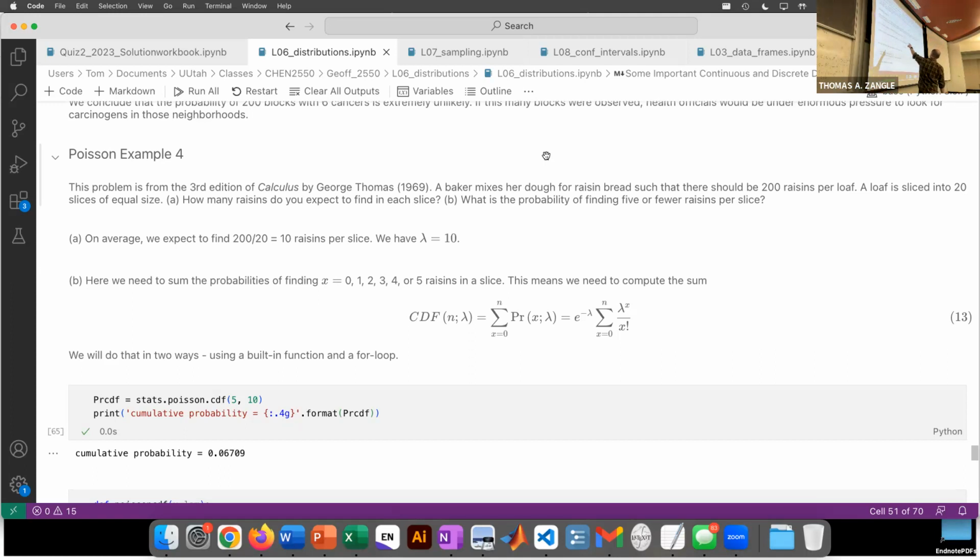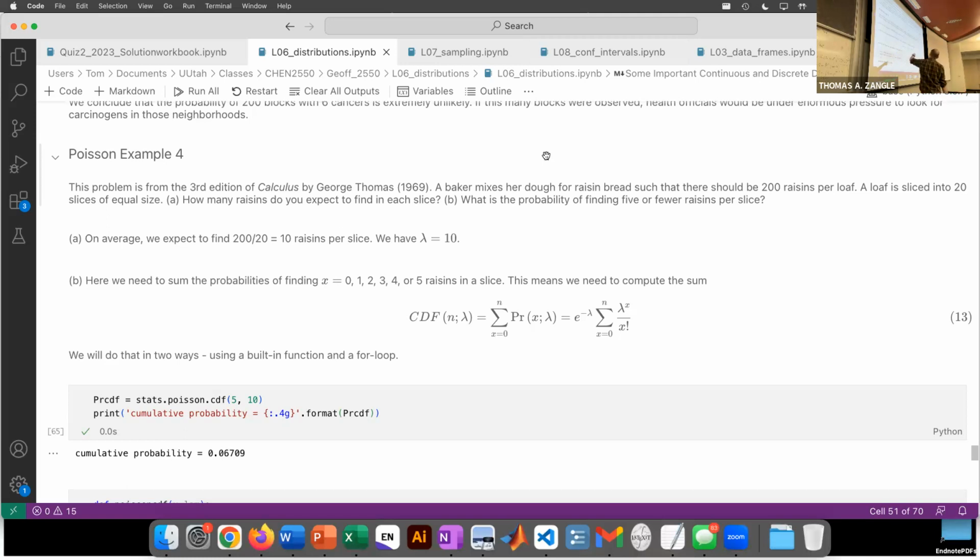So on average, for part A, we have 200 total raisins per loaf. We have 20 slices, so we expect to see about 10 raisins per slice. So that's the first part. And so that means lambda is 10, so the average number of events that we expect to see is 10.